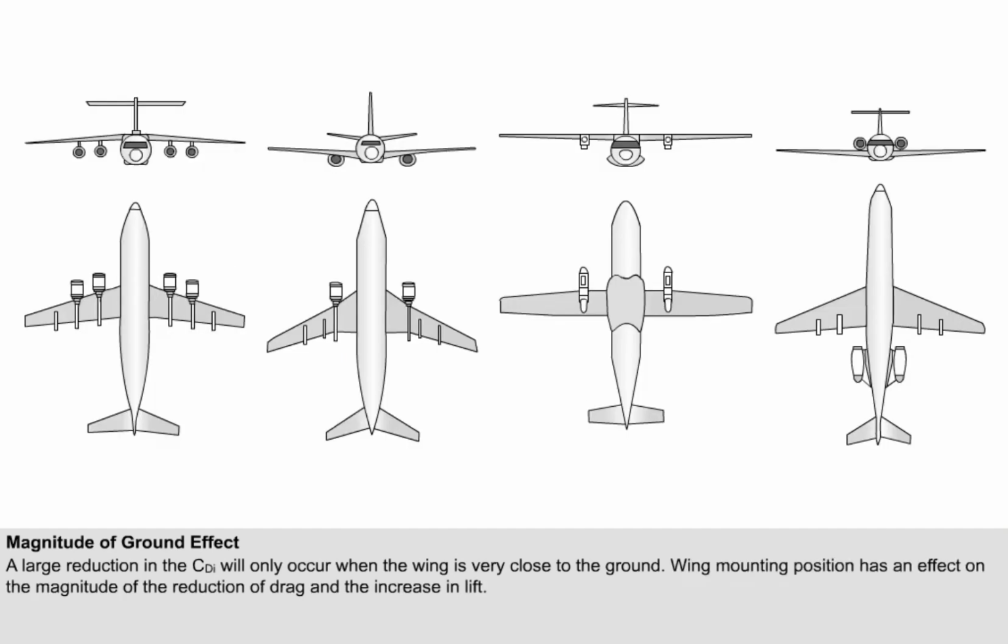The height of the wing above the ground when the aircraft is in the landing attitude is determined by its mounting position on the fuselage. From the graph just used, it was seen that the last few meters of descent make a big difference to the reduction of drag coefficient, so it can be said that low-wing aircraft will experience a greater degree of ground effect than high-wing aircraft.